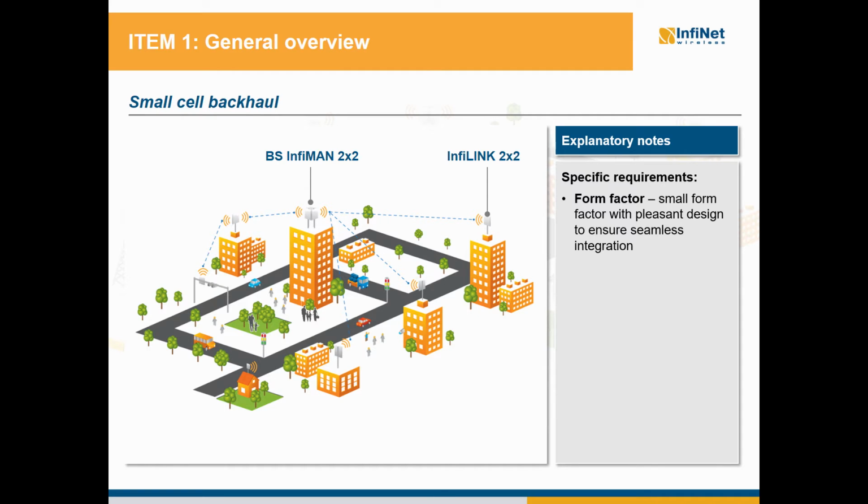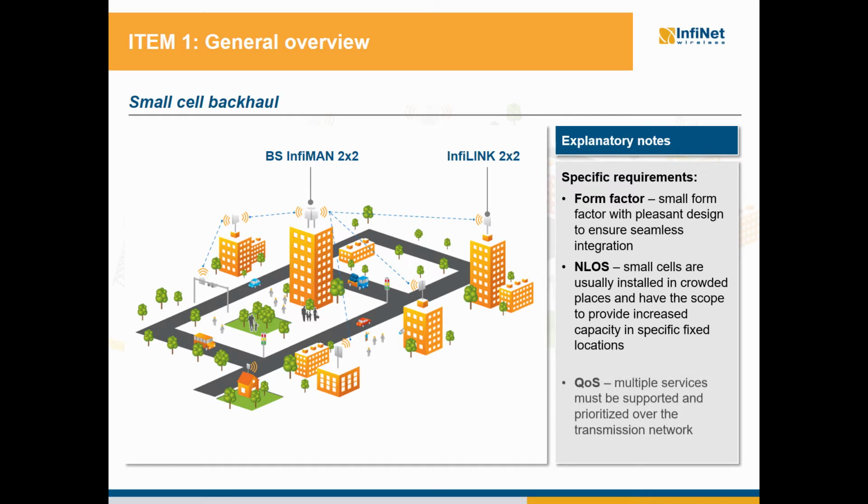We have arrived to the small cell backhaul, our last backhauling application to be presented. As part of the specific requirements, we begin with the form factor. The equipment, especially for the last mile, should be small, compact, with a pleasant design that can easily fit into a given scenery. Also related to the installation location, which is a predetermined place where capacity or coverage should be extended, we have the NLOS or near-LOS functionality requirement. QoS is also very important in order to prioritize the multiple services transported through the network, and an additional requirement is the support for synchronization in this case.